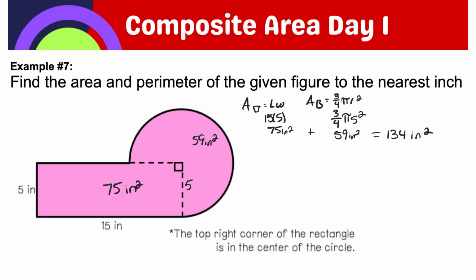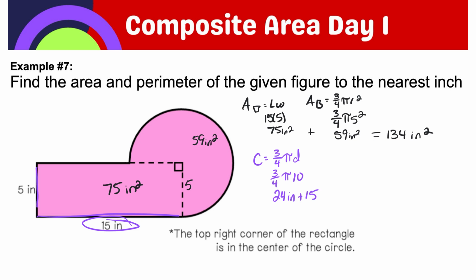Okay, so now for the perimeter of this figure, let's start with the circle. Again, we have a circumference of 3/4 of the circle. It's going to be 3/4 pi d, and our diameter is going to be 10 because if the radius is 5, that means our diameter is 10. So that means the circumference of 3/4 of this circle is approximately 24 inches. Now we need to find the other parts of the rectangle. This part is 15.